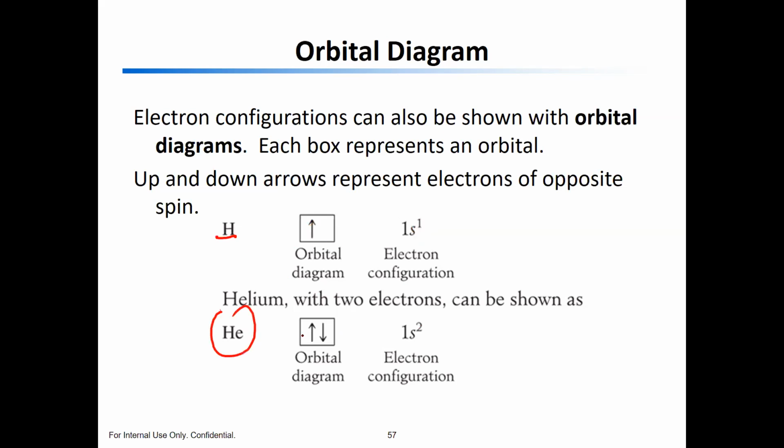Helium. What's the electron configuration? 1s2, because helium has 2 electrons. Where are those 2 electrons? At the 1s orbital. What is the orbital diagram? This one box represents that 1s. I'm going to draw an arrow up, arrow down. These 2 arrows mean these 2 electrons. The orbital diagram tells us how these electrons are spinning. Can I have a 3rd electron, a 4th electron in here? No, because each orbital can only hold 2 electrons.